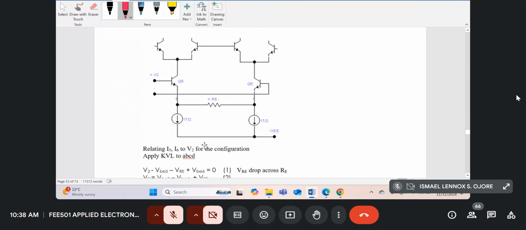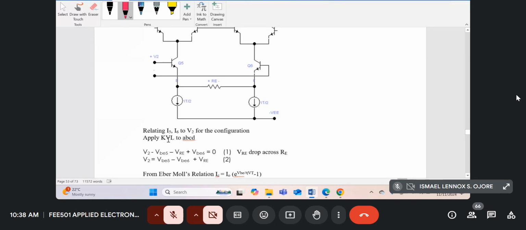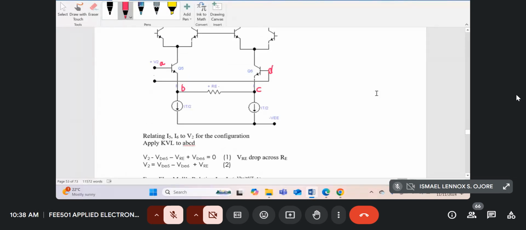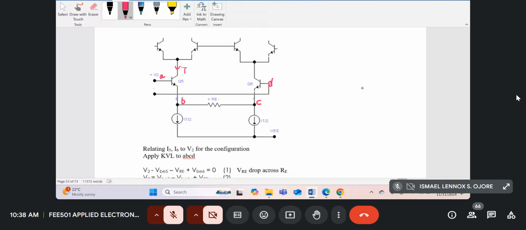So for this, let's apply KVL to the loop A, B, C, D. Now in my diagram it's not there, but I can write it for you here. A is the base of the first one, D is this point, C is this point. And remember our currents, we'll call this one I5 and we'll call this one I6. So the emitter currents also will be I5 here, and this is I6. Now that I'm using capitals, once again, for this case, these are dynamic currents. These are signal currents. These are not biasing currents.